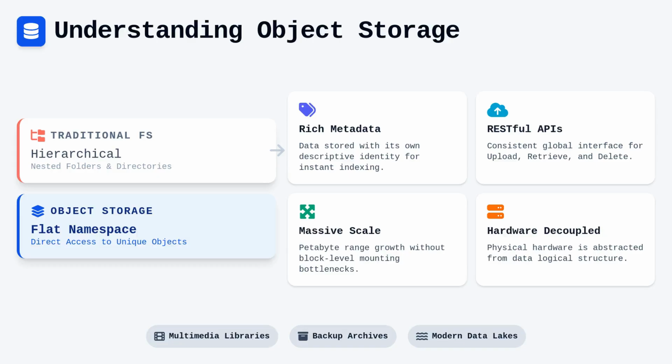This structure allows for massive scalability because the system does not need to traverse complex file system trees to locate a specific asset. You interact with this environment through RESTful APIs, which provide a consistent interface for uploading, retrieving, and deleting data regardless of your geographical location.